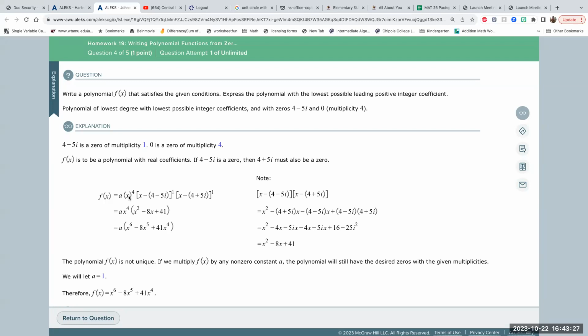Where did this come from? Well, remember, one of our zeros was actually the number 0. So whenever they tell you that 0 is a 0, that means you're just going to have an x, because typically what we did is we do x minus our c, but this time our c is 0. Well, x minus 0, that's just x. That just equals x. So that's where that came from. But multiplicity 4, so that's why you have it raised to the 4th power.